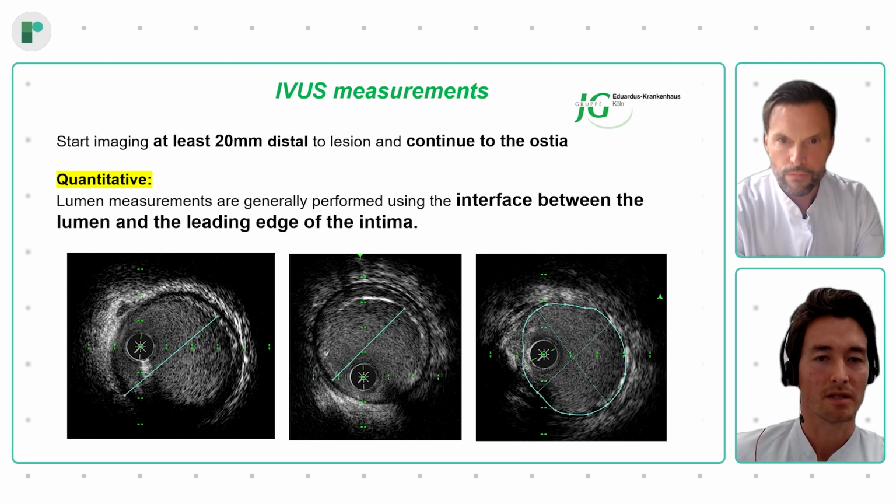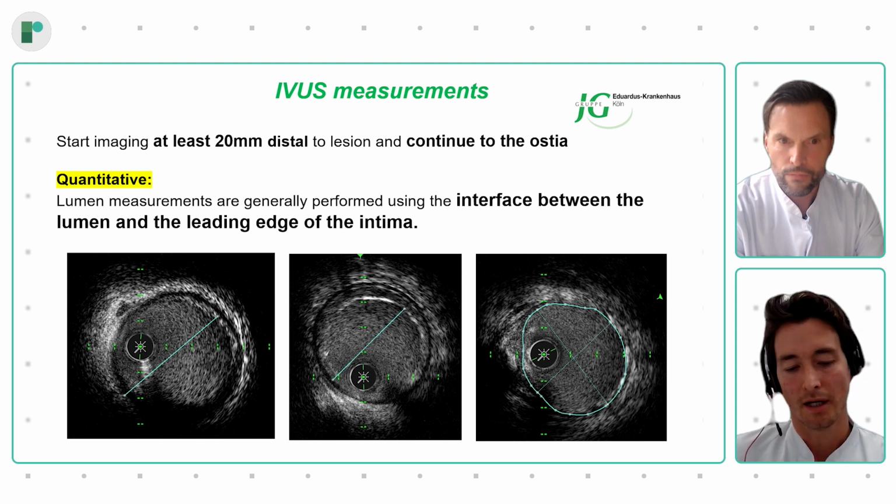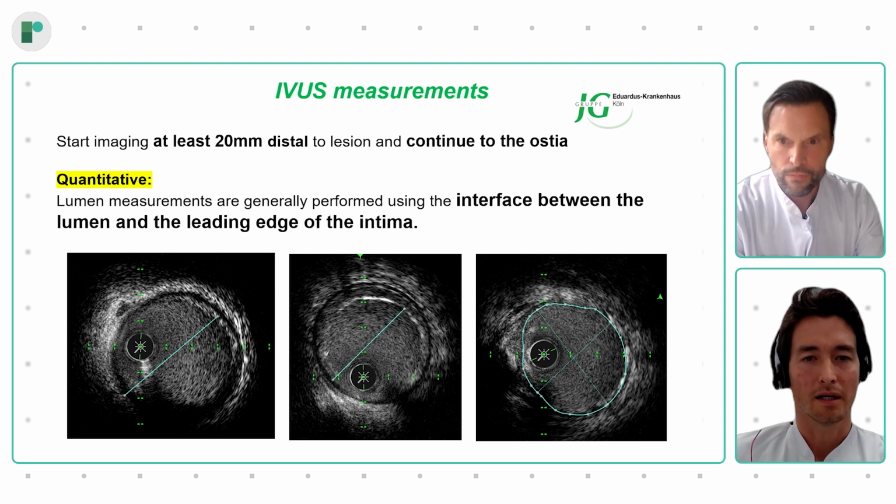A very simple approach is very important. You shouldn't be doing a very complicated workflow. I really strongly support to do it as simple as possible, and in order to make it quick and smooth. But please make sure that you start imaging at least 20 millimeters distal of the lesion and continuing to the ostia to make sure there are no problems faced that you wouldn't have seen in the angiography, for example, in the left main.